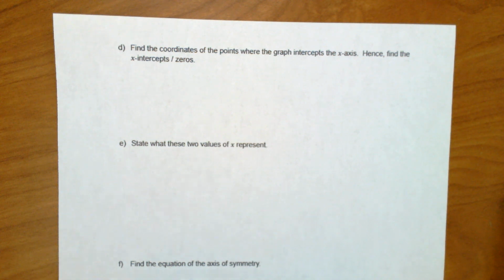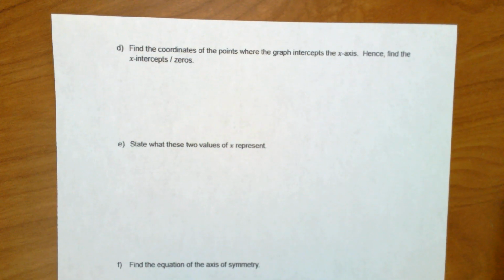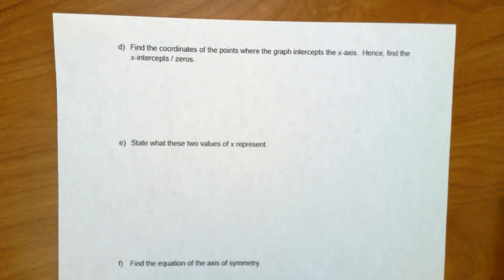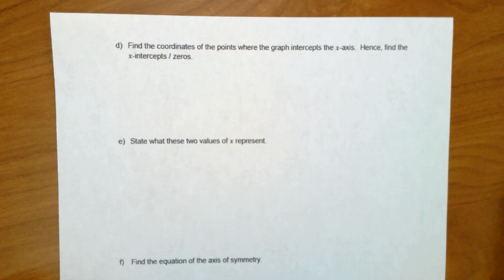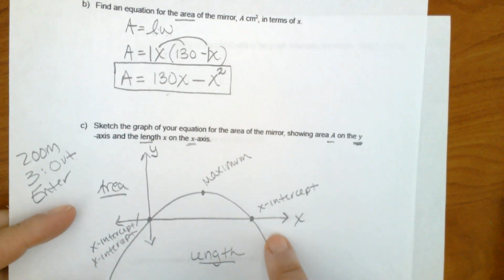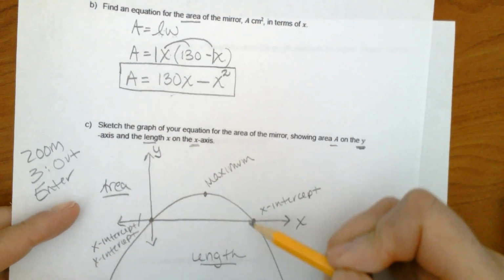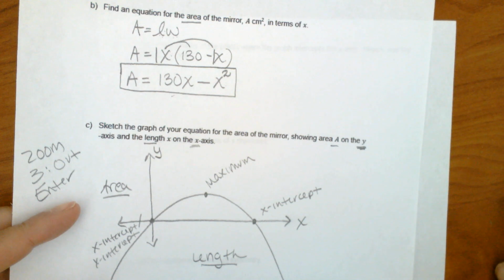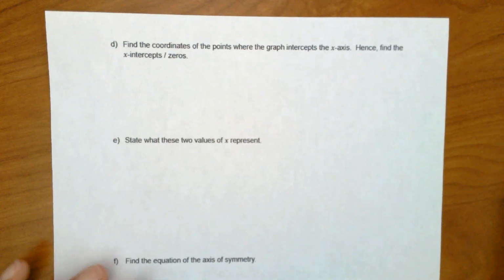Part D. Find the coordinates of the points where the graph intersects the x-axis. Hence, find the x-intercepts, which are the zeros. Now, you have been doing this for your skills practice if you are in my class. And so we are going to be finding the x-intercepts using the calculator. So we're going to be going back to this graph on the calculator, and we're going to be locating this point and this point using the calculator. So let's go and do that right now.